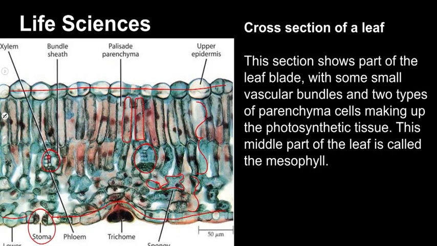But because these cells all have chloroplasts in them, they form what we call the mesophyll, the bits filling the leaf, and they're all different types of parenchyma cells, and because their function is photosynthesis, they are going to have lots and lots of chloroplasts inside them.